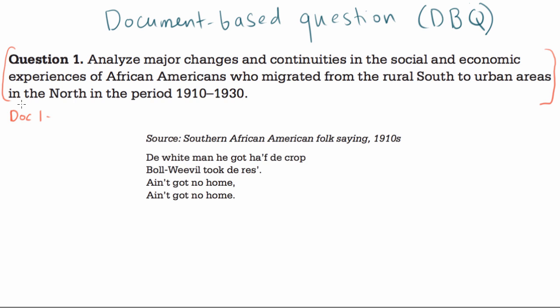So the first document we have here is an African American folk saying from the South in the 1910s. And the folk saying says, "The white man got half the crop, boll weevil took the rest, and I ain't got no home." So what does this remind you of?